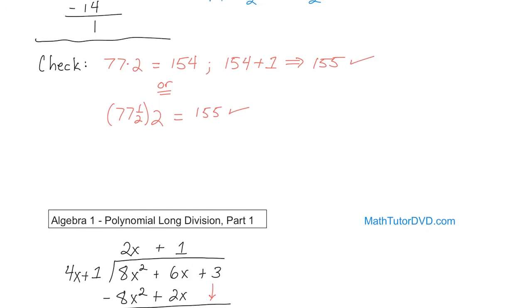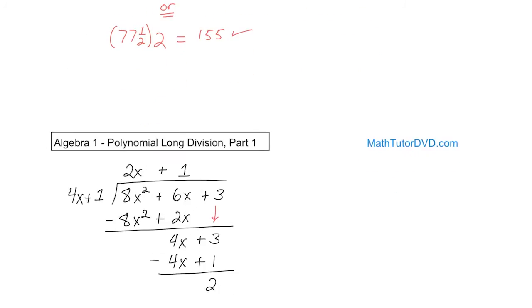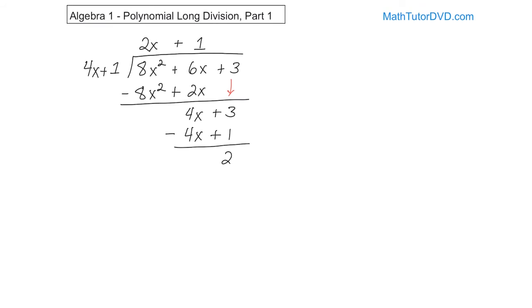Much like in this problem, the numbers on the top where it went in 77 whole times with a remainder of 1. In this particular problem, it went 2x plus 1 whole times with a remainder of 2. So I'll just write this down and say, this is the remainder. And the problem is basically done. So how do you write the answer? That's really the million-dollar question. So let's go over here and write the answer.